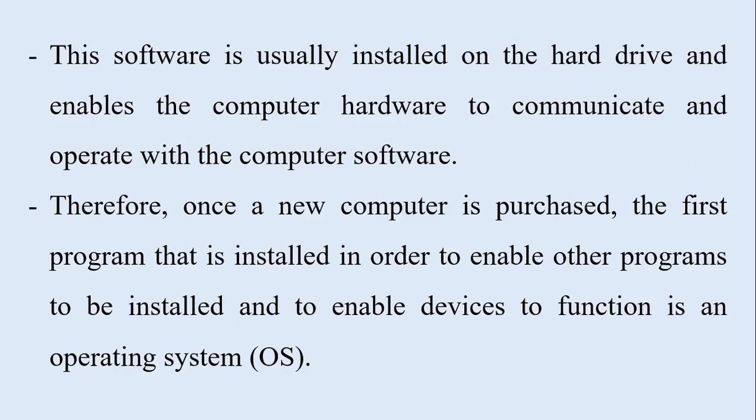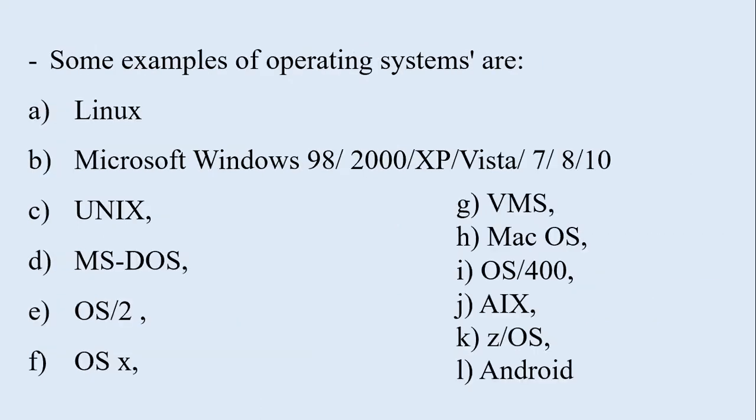And also, once that is done, it enables all the devices that are connected to this computer to function. So what are some of the examples of operating systems that you can purchase and install in your computer? My dear students and the rest of the listeners and learners, it is important to note that there are very many types of operating systems in use today, but there are those which are common.